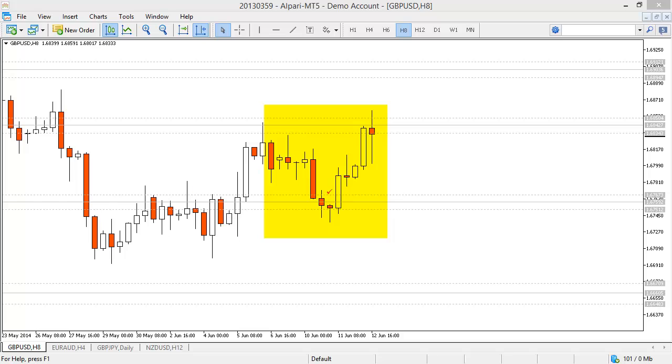So the first part of this trade was the preceding trend. The preceding trend started around about here. This was at the end of last week. Again, this is an 8-hour GBP USD chart, by the way. So 8-hour GBP USD chart, preceding trend started here.